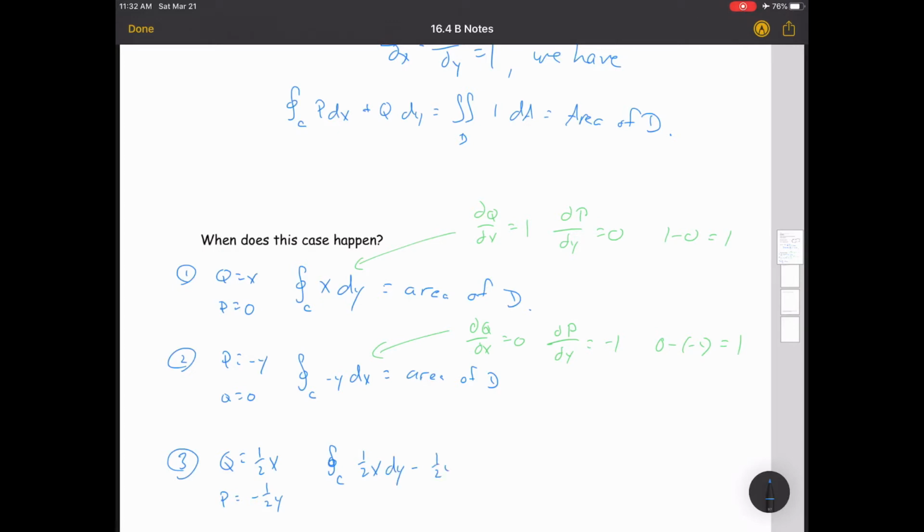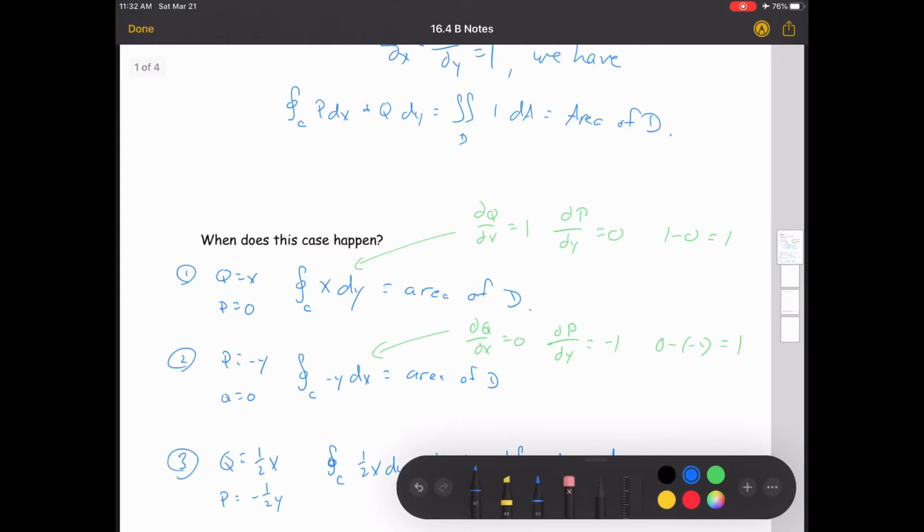minus 1/2 y dx. And what you can do is you can factor out the 1/2, and this is usually the way it'll be seen. Oops, factor out the 1/2, and then you'll have x dy minus y dx.